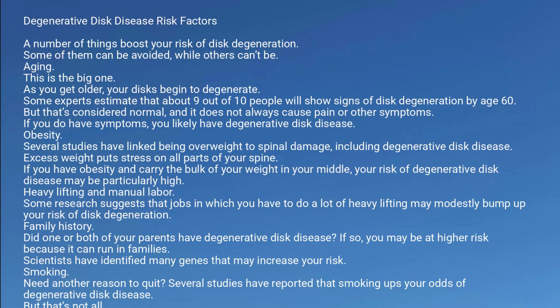Family history. Did one or both of your parents have degenerative disc disease? If so, you may be at higher risk because it can run in families. Scientists have identified many genes that may increase your risk. Smoking. Need another reason to quit? Several studies have reported that smoking ups your odds of degenerative disc disease. But that's not all. If you already have degenerative disc disease, smoking may make it worse. You may feel more pain. If you need surgery, smoking may make you more likely to have complications.